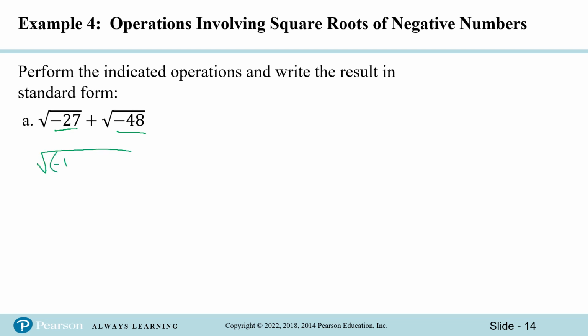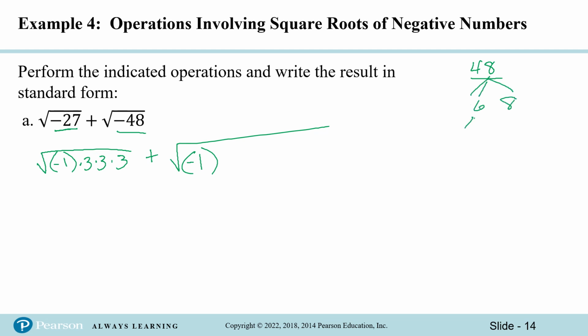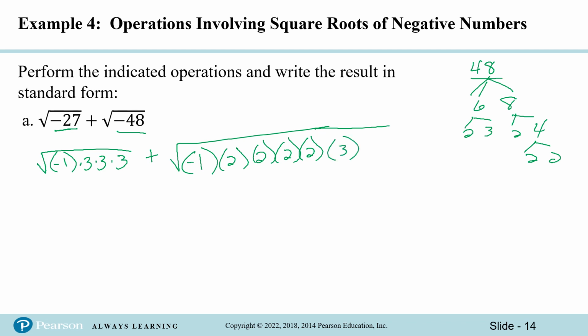So we have -1, and 27 is 3 times 3 times 3. 48, I don't remember 48. So, oops, 6 times 8, 2 times 3. Okay, so we have 4 twos: 1, 2, 3, 4 twos, and a 3. I shouldn't have done the parentheses, whatever.